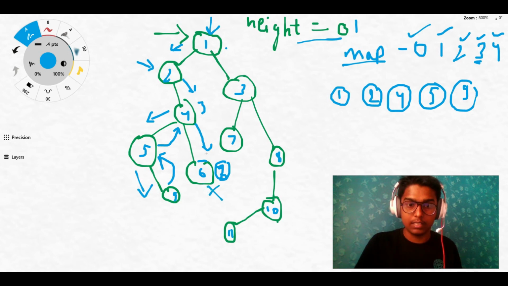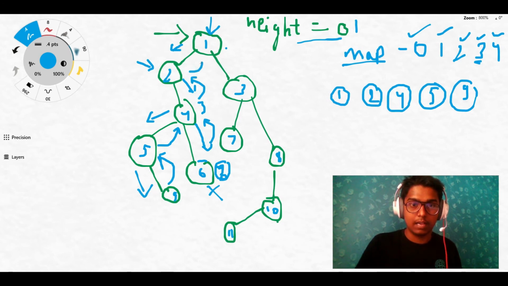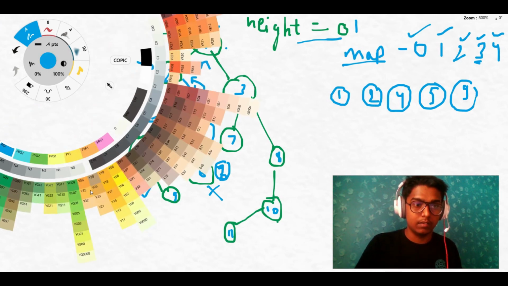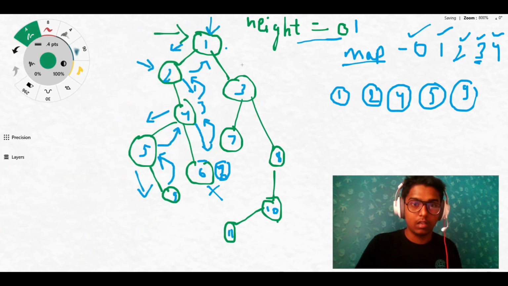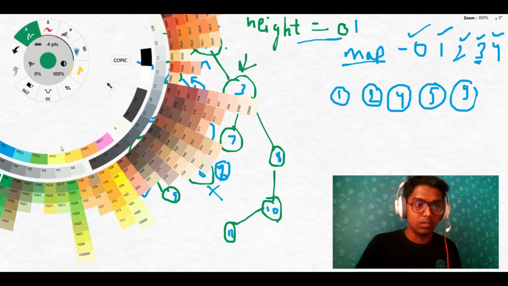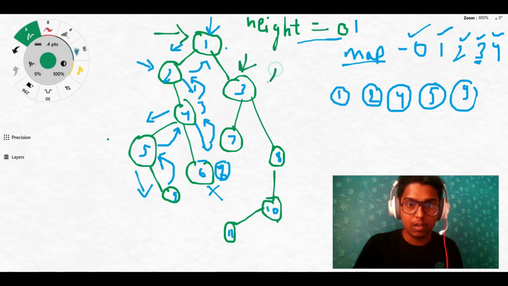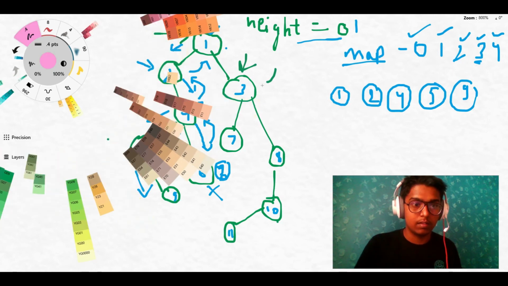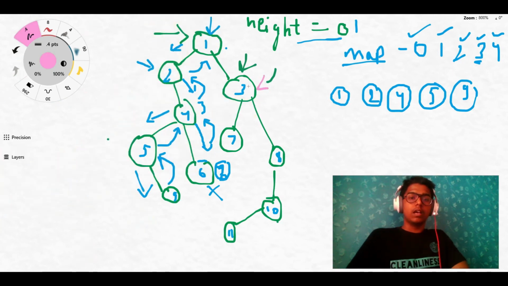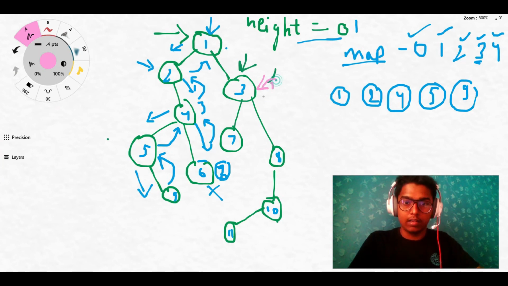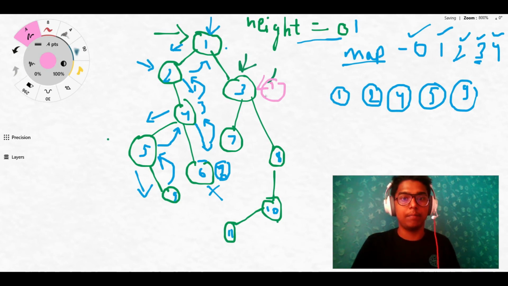Okay, I will traverse back, traverse back. Now I am here, and my height is 1 here. Am I having 1 in my map? Yes, I am having 1 in my map, so I am not printing this value. Now I'm going to this node. Am I having height 2 in my map? Yes, I am, so I am not printing this value.